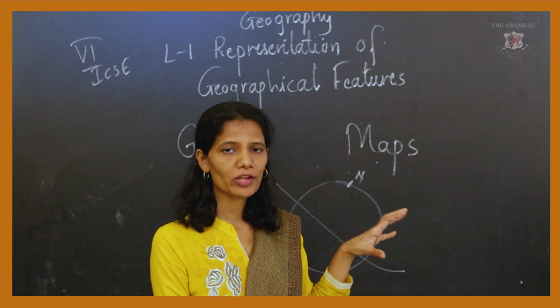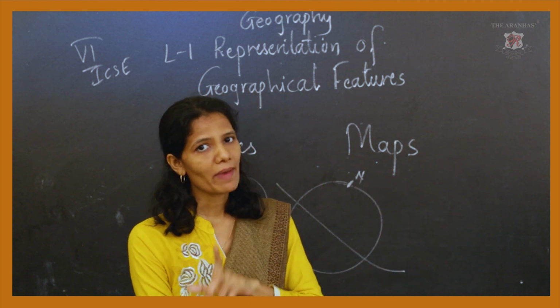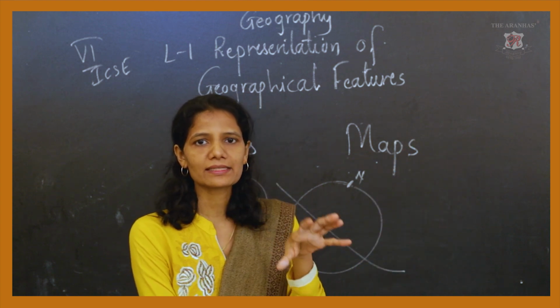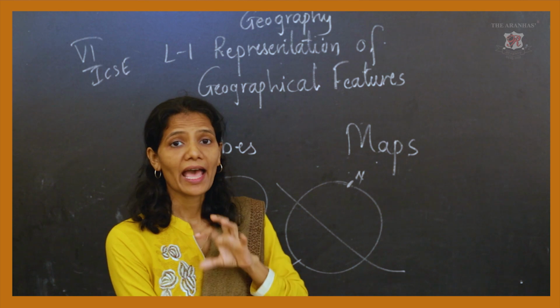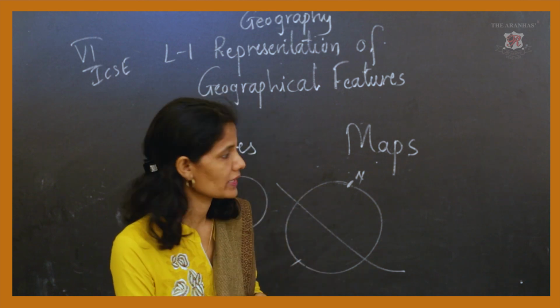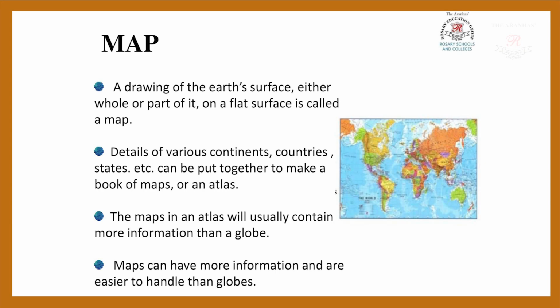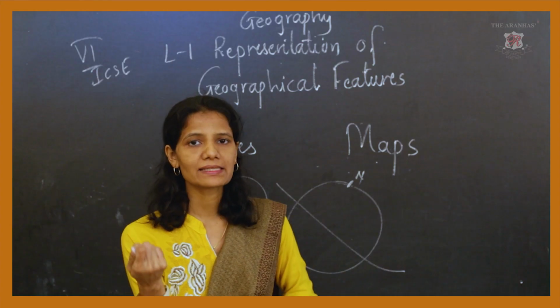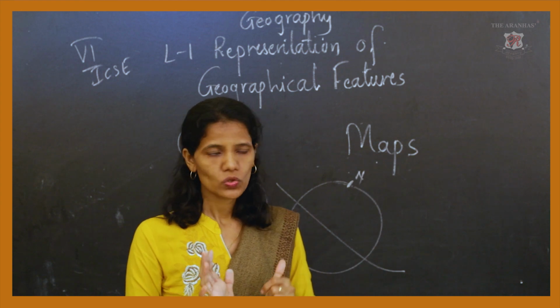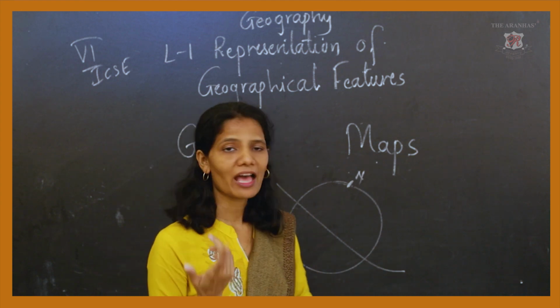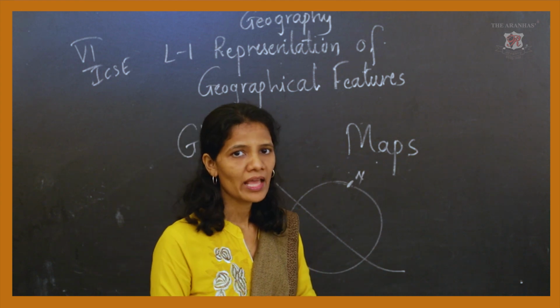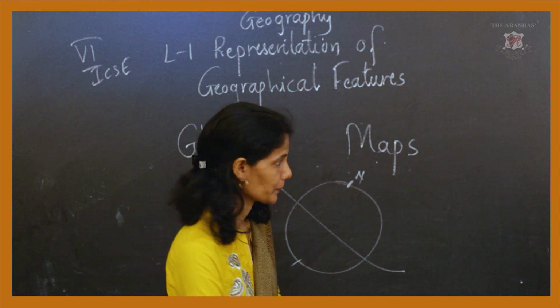So in a globe you cannot do a detailed study, but in a map, if you take an atlas, you get a detailed study. You can go through it and learn more about the different things. The maps can have more information and are easier to handle than globes. Carrying one book is easier than carrying a big globe. So maps can have more information and can be carried easily anywhere.